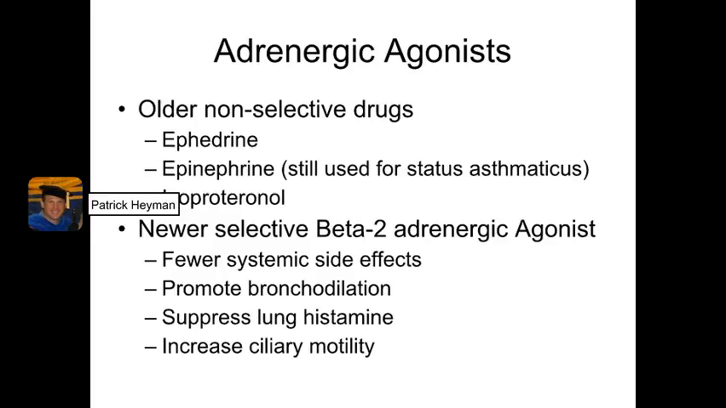When it comes to adrenergic agonists, we need to differentiate between the non-selective adrenergic agonists and the selective adrenergic agonists. At the top you can see ephedrine, epinephrine, and isoproterenol, and all three of those are non-selective. Epinephrine is the least selective of all the adrenergic agonists, and really its major use in asthma is for status asthmaticus. That's when the asthma symptoms have not disappeared after treatment for at least 15 to 20 minutes.